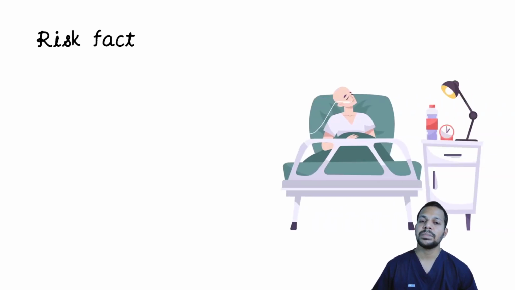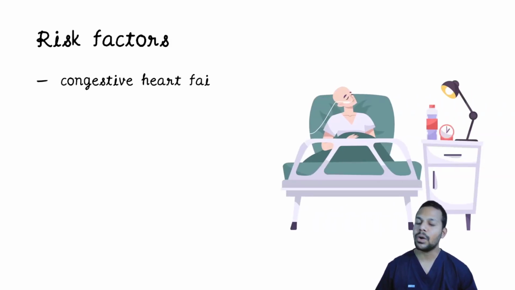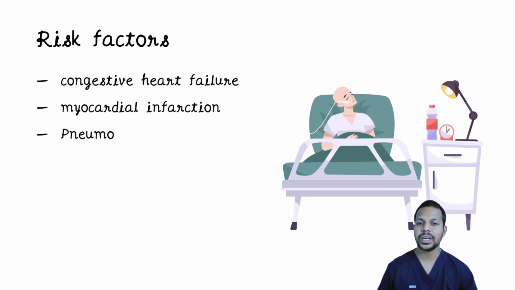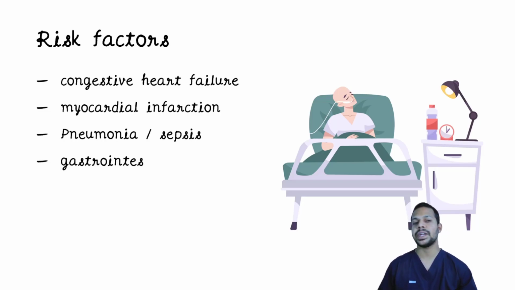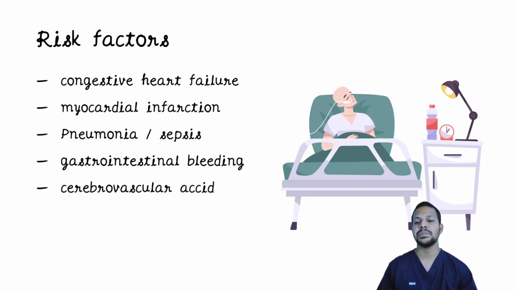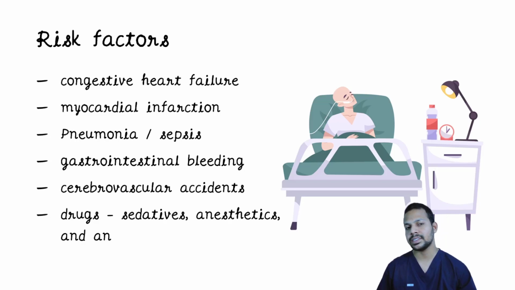If the patient is a known case of chronic hypothyroidism and is not being treated, the patient may land up in a severe form of hypothyroidism, which is also an acute emergency called myxedema coma. What are the risk factors for myxedema coma? Mostly the patient will be in the ICU with various comorbidities. What are those risk factors? The patient can have congestive heart failure, myocardial infarction, pneumonia, sepsis, gastrointestinal bleeding, cerebrovascular accidents, and the patient may be having effects of drugs like sedatives, antidepressants, and anesthetics.